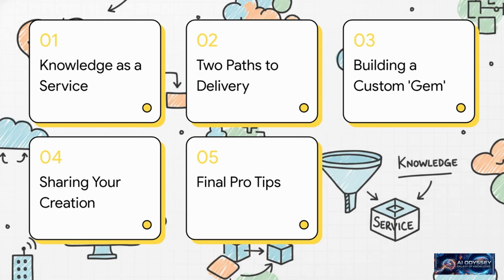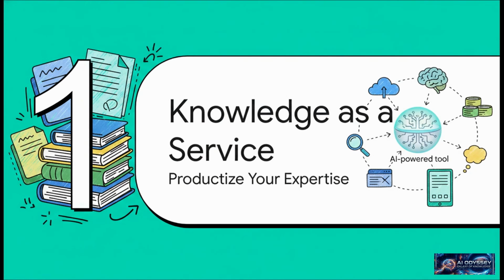So here's what we're diving into. First, we'll talk about the big idea, your knowledge as a service. Then we'll look at the two main ways you can deliver this to a client. After that, we're going to do a deep dive on how to build a custom AI gem. And finally, we'll cover how you actually get it into your client's hands and go over some pro tips that, honestly, make all the difference. All right, let's get into it.